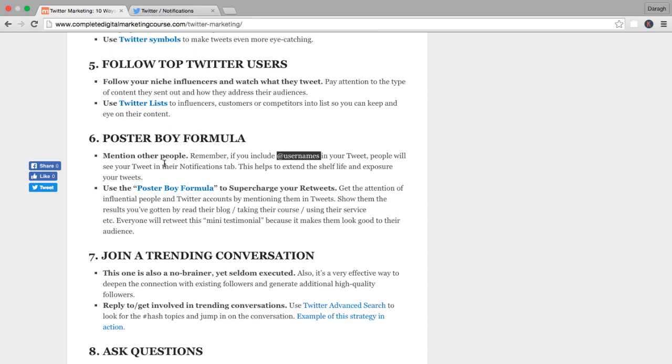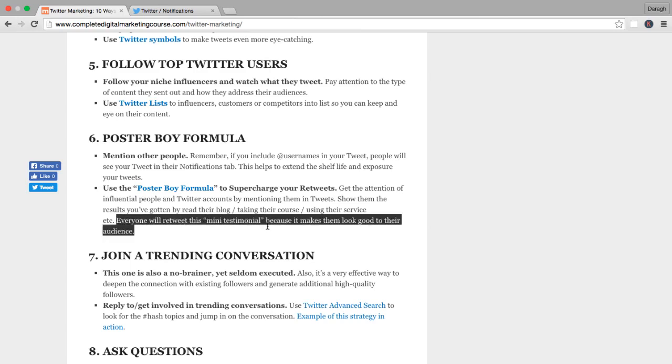Now we're getting on to the actual mini testimonials part. You're going to use this poster boy strategy to supercharge your retweets. You want to get the attention of influential people and Twitter accounts by mentioning them in tweets. But not only mentioning them in tweets, you're going to show them the results that you've gotten by reading their blog, taking their course, using their service, using their app, etc. Because everybody is desperate for testimonials for their business, and every single person will retweet a mini testimonial because it really makes them look good to their audience.